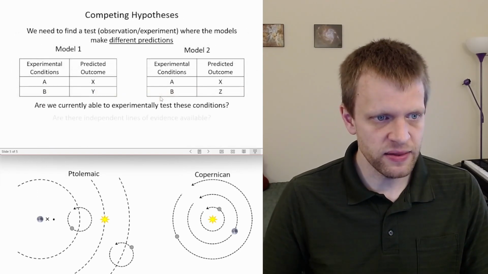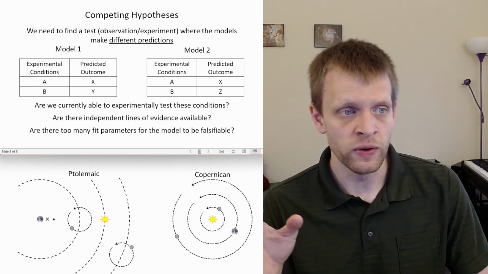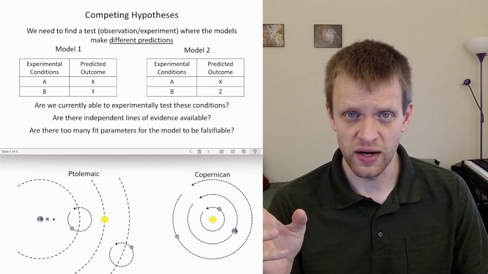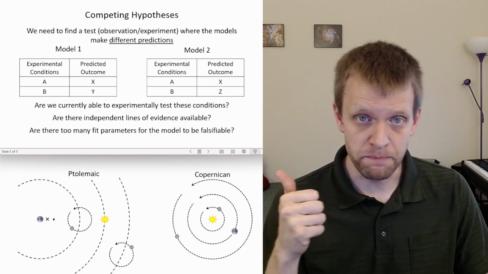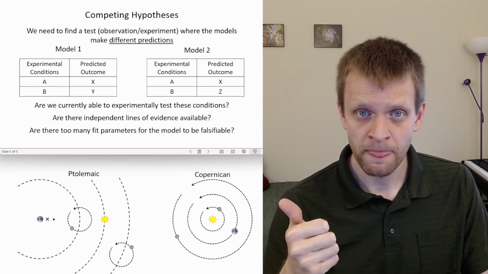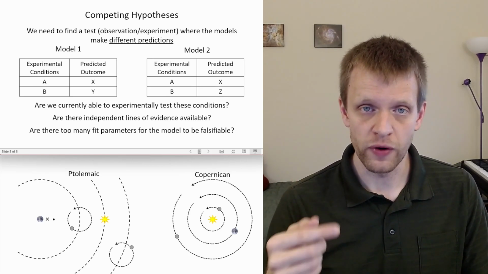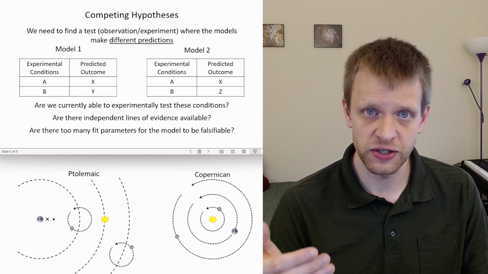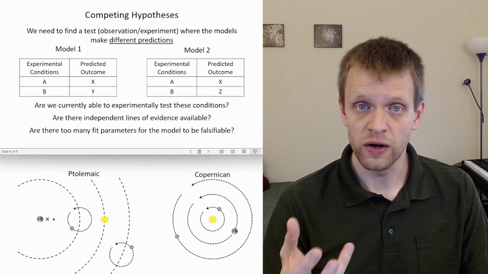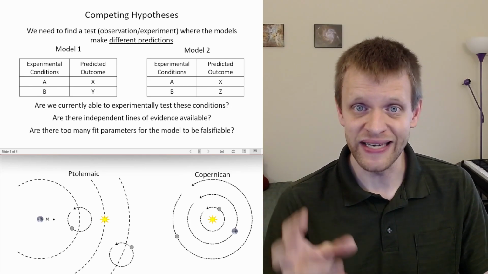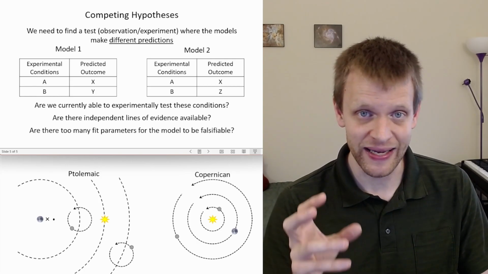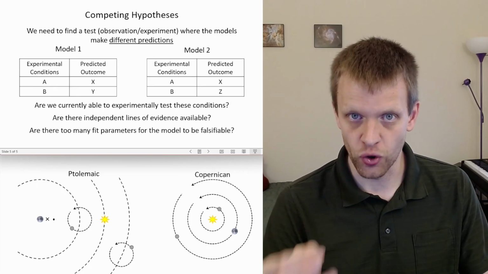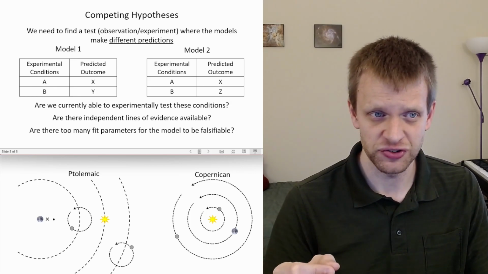So again, the main thing that I wanted to highlight with this video is that if I have two models and I want to test which model is more accurate, I have to base that on experimental data. I have to find an experiment where those two models make different predictions, and then test it under those conditions, and see what nature, what experiment and observation and reality say about which of these models is successful at the goal of making testable predictions.